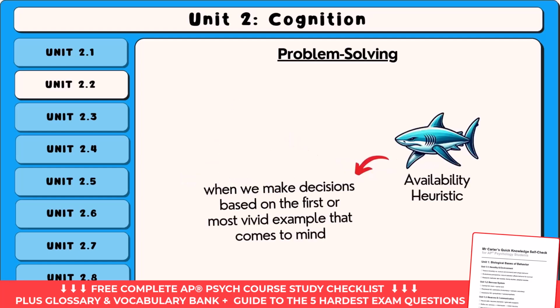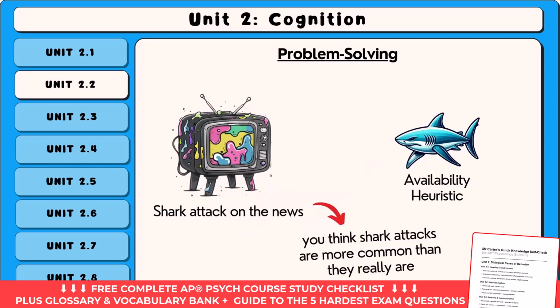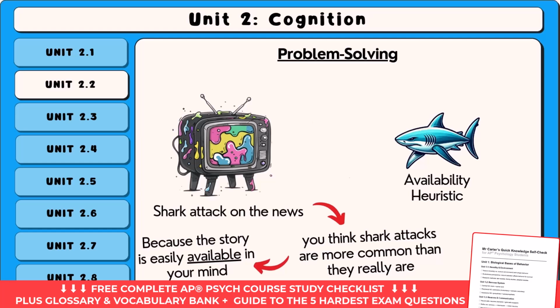The availability heuristic is when we make decisions based on the first or most vivid example that comes to mind. If you recently heard about a shark attack on the news, you might think shark attacks are more common than they really are, simply because the memory is fresh.